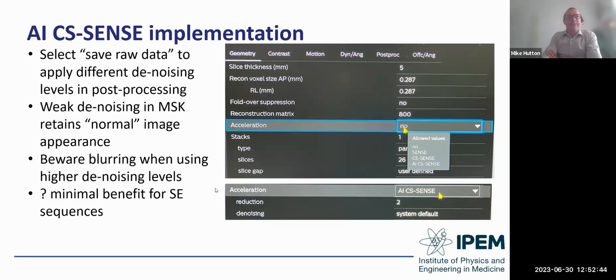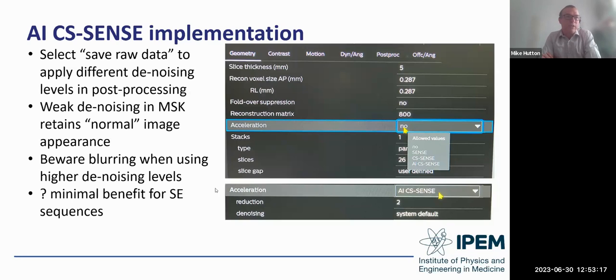Again, you can select raw data, and you can apply different denoising levels in post-processing. Our experience so far suggests that weak denoising may be the best option for MSK imaging in many cases, because it retains a more normal image appearance. That's going to be very sequence dependent and radiologist dependent, based on their preference, but I think they generally like to see a bit of noise, and with the high denoising factors, images can look quite smooth. I've got some examples later to demonstrate that.